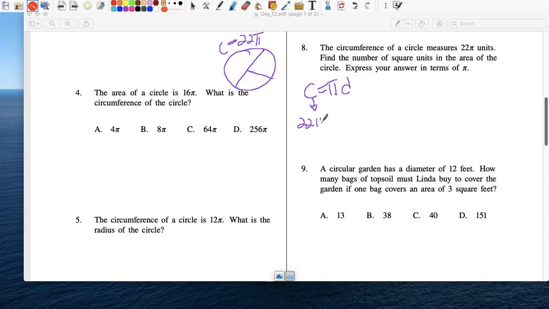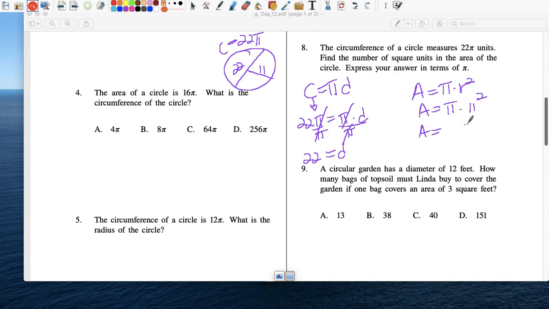Circumference is 22 pi, equals pi times d. Divide both sides by pi. Get rid of that. The diameter is 22, which means the radius is 11. Now that I have the radius, I can find the area. Area equals pi r squared. Area equals pi times 11 to the second power, which is 121 pi units squared. So there is my answer. Express your answer in terms of pi, and I leave it in terms of pi. You don't actually have to multiply it.